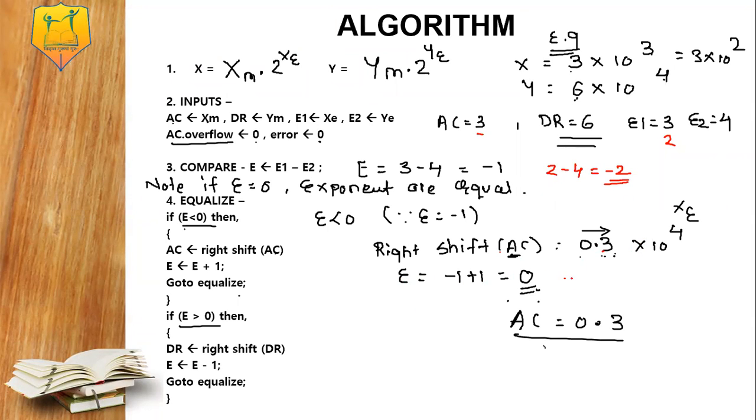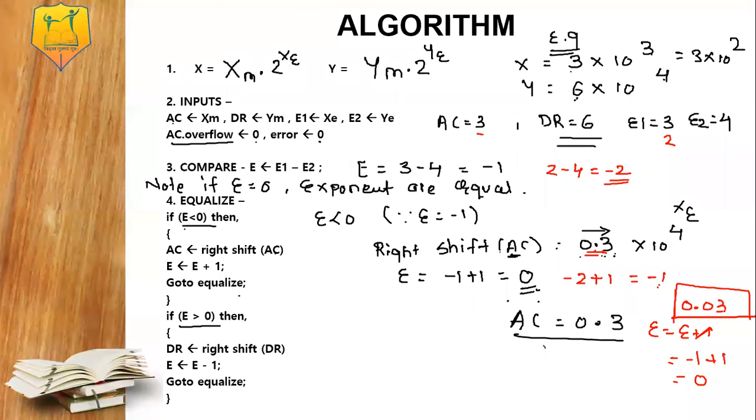Now E becomes minus 1. No, what is mine now? Minus 2 plus 1, it becomes minus 1. So again it is not equalized. Then here it is written, go to equalize. So I went to equalize again. After that I understood that I have to again do the right shift of the 0.3. So here again I am taking the right shift of 0.3. So this becomes 0.03, and E becomes E plus 1. So E is minus 1 plus 1, now it is 0. So the value stored in AC is 0.03.